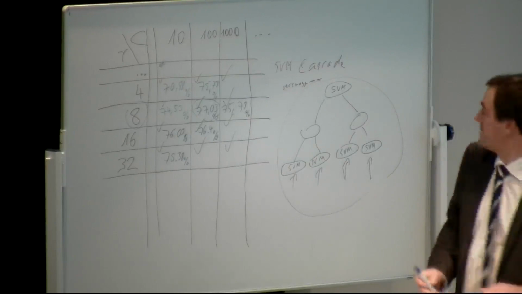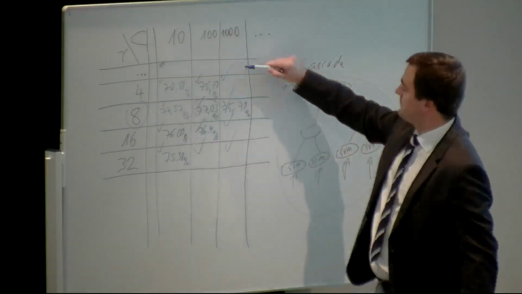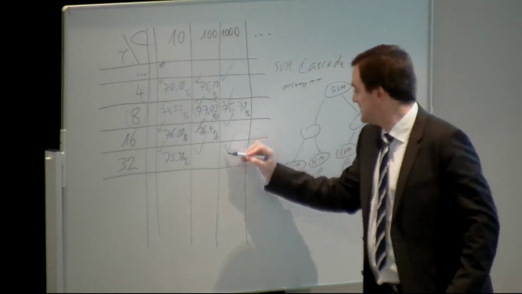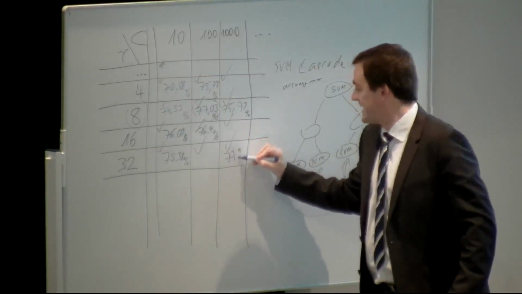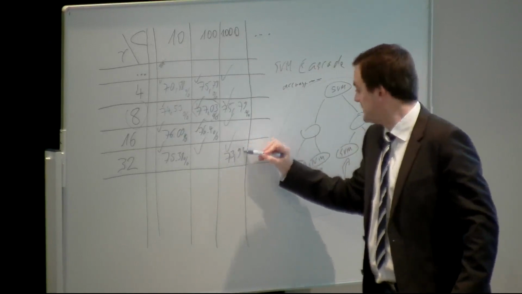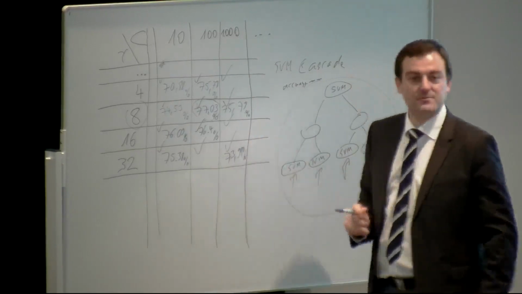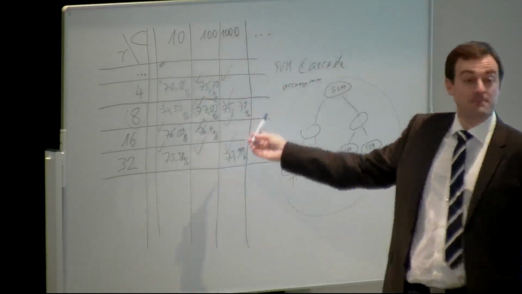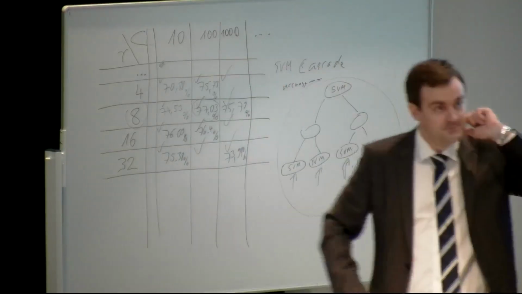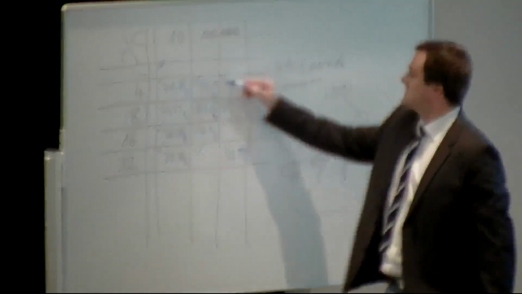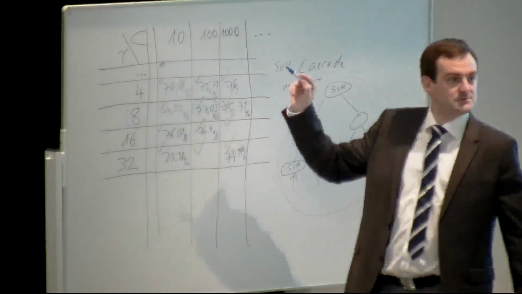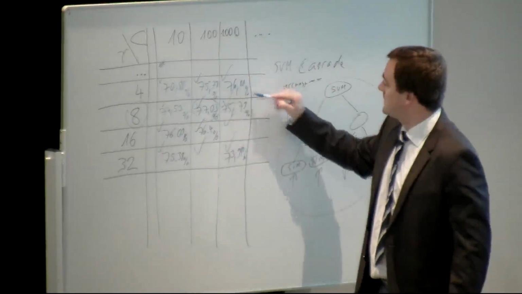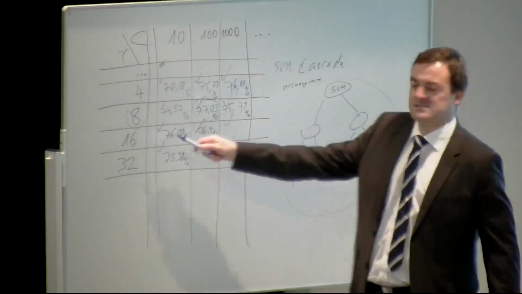C1000, G32. 73.91%. Okay, excellent. Thank you very much. We're missing still a few. C100, G4? Yeah. 76.01. Excellent. We missed C10, G16.